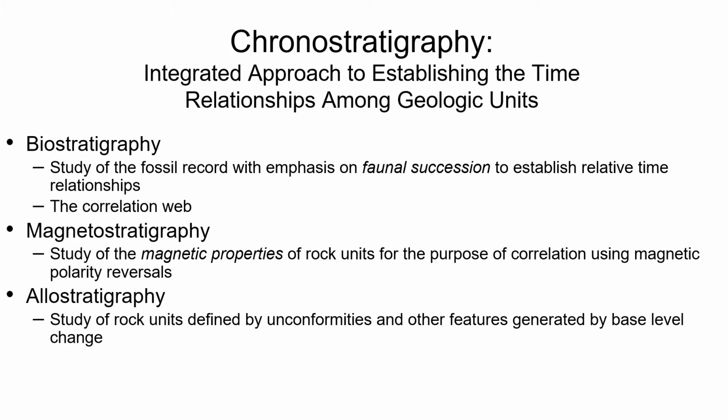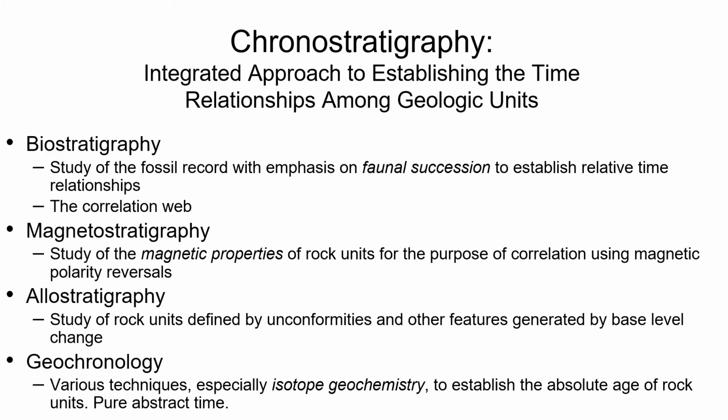So allostratigraphy is looking at rocks in a time context, utilizing in part unconformities. And then finally, geochronology, in the sense that we are using it to determine an absolute time. This is where we would be doing isotopic geochemistry, where we get pure abstract time. So lithostratigraphy, biostratigraphy, magnetostratigraphy, and allostratigraphy combined give us a picture of an interval of time. All of these other things have happened in that interval, but geochronology is just the pure abstract time.